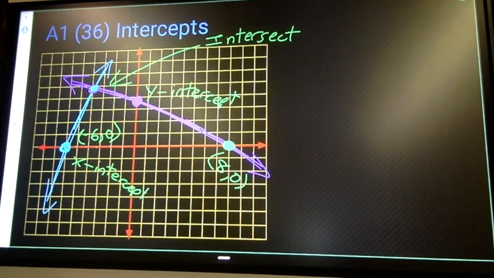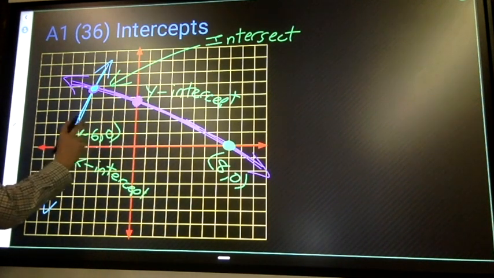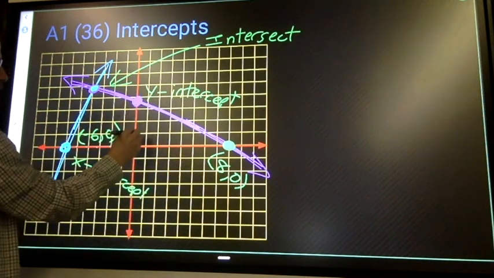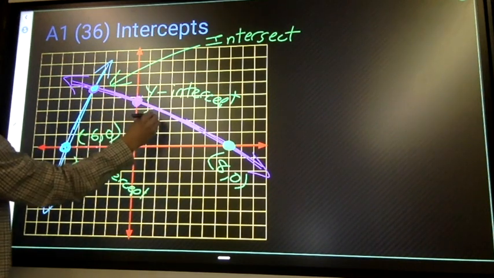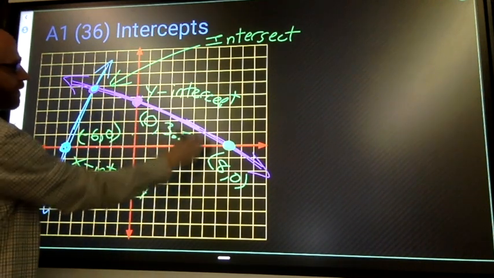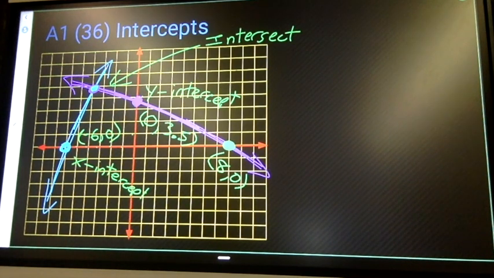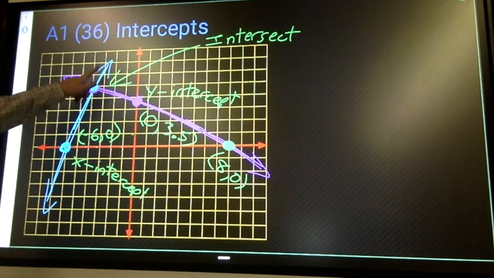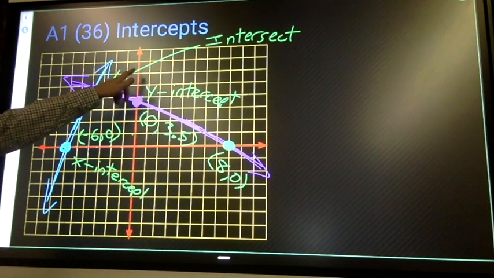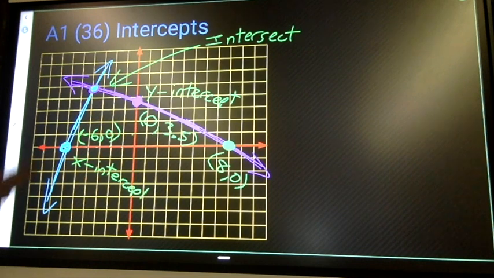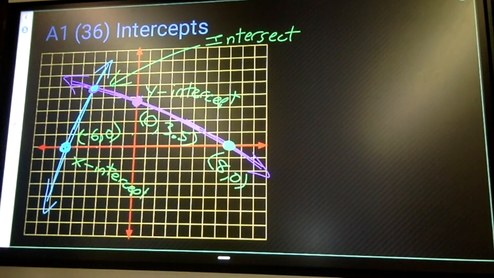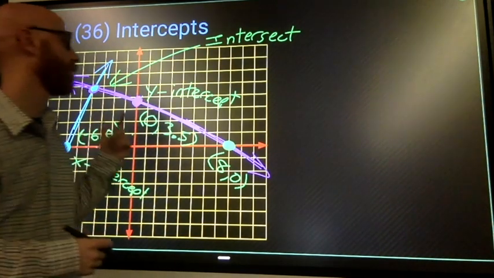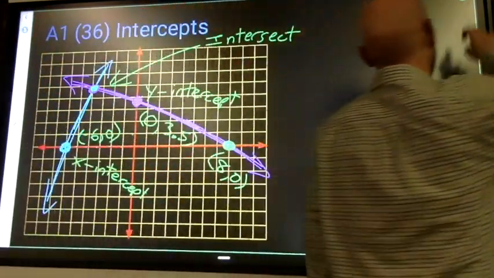Sometimes intercepts are easy to find, like these three, -6, 0, 8, 0. This would be 0, 4. Actually, probably 0, 3.5, because it's between 3 and 4. That would be a y-intercept. Sometimes intercepts are more difficult to find. This blue line is going to cross the y-axis, but it's going to cross up here somewhere. So I would have to use a different strategy than just using my eyes to figure out where it's crossing.